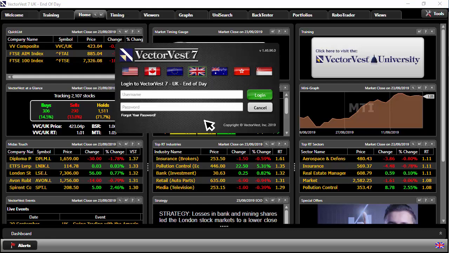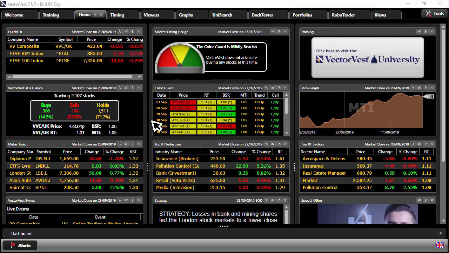If you want to acquire the UK as a third country, for example, it would be an additional $199 US a year. So you can see here in the UK, just like Australia, a similar amount of stocks, just over 2,000 stocks in the UK database. All right, so I'll cancel out of here because I've already logged in.